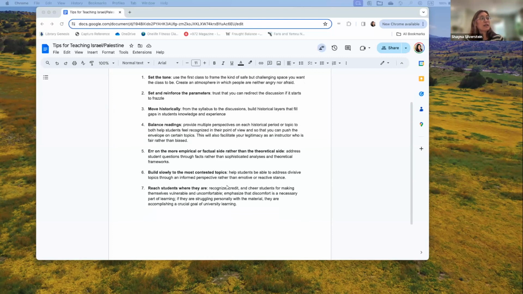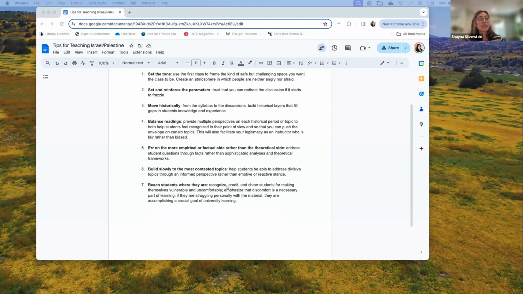Number 5, err on the more empirical or factual side rather than the theoretical side. And so when students raise questions, to answer through facts rather than perhaps going into theoretical discussions about a particular concept or about a particular political theory. This helps students to resolve gaps or cognitive distances that they are working through.